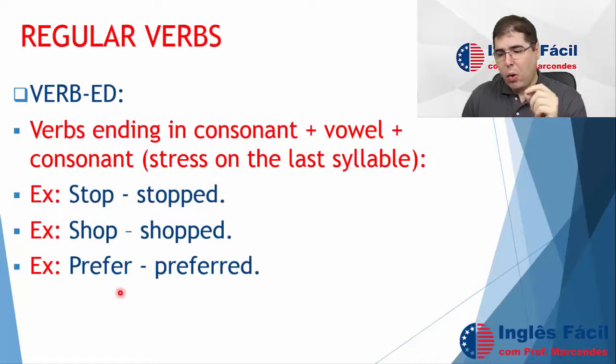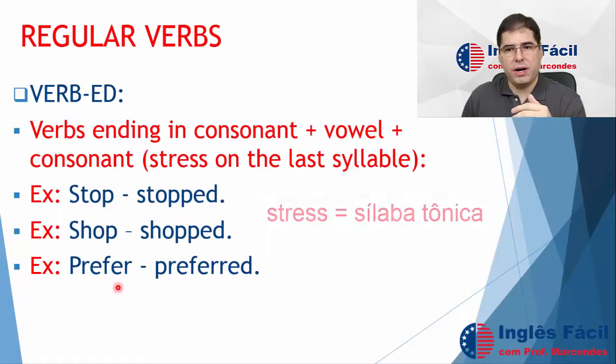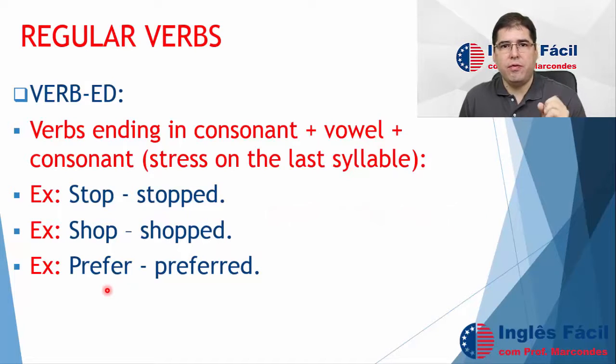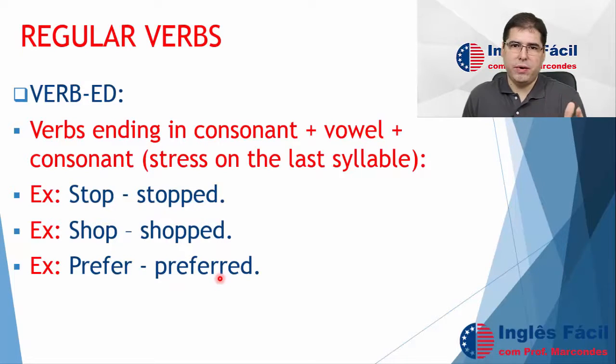Now, when the word has more than one syllable, like prefer, we have to see the stress of the verb. The stress is the strong pronunciation. So in this case, we say prefer, prefer. So we have the stress in the last syllable. So in this case, we are also going to double the last consonant. Okay, so prefer, preferred.